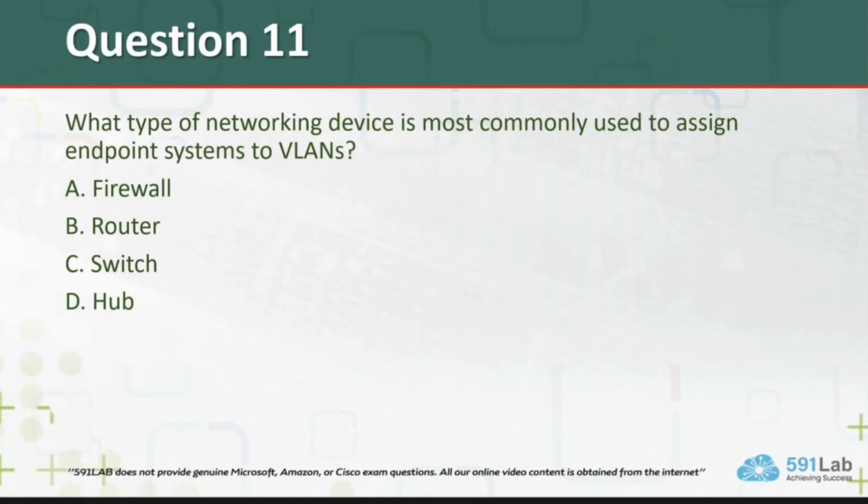Next question, what type of network device is most commonly used to assign endpoint systems to a VLAN? Is it a firewall? Is it a router? Is it a switch? Or is it a hub? So this one is pretty easy. Assignment of endpoint systems to a VLAN is usually performed by a network switch.